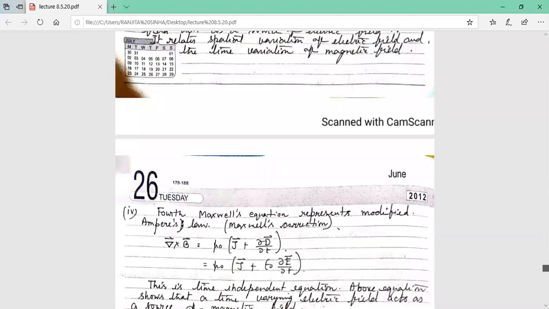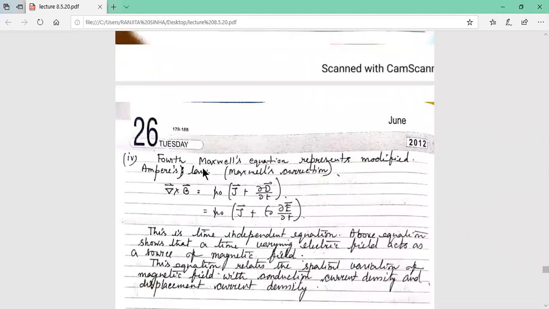And what is Maxwell's fourth equation? It is the modified Ampere's circuital law, which I have just explained. In differential form, it is curl of B equal to mu 0 J plus del D by del t, where D equals epsilon 0 E. So this is the Maxwell fourth equation.